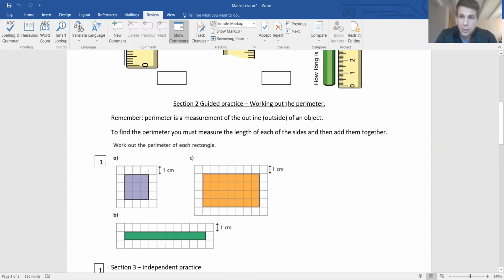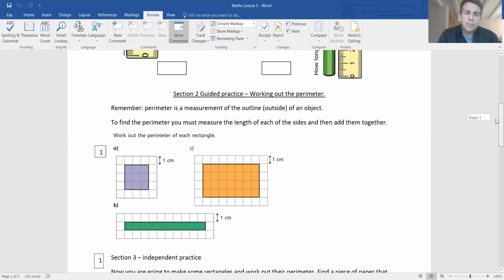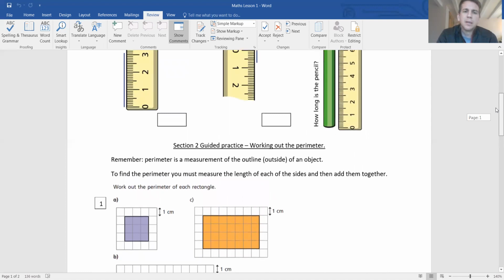Do you know what perimeter is? Maybe you can tell someone that's around you, brother, sister, mum, dad, whoever's about. Try and tell them what perimeter is before you read the next bit. Okay. So it says here what perimeter is. If you're not sure about that, have a read. Make sure you understand it. Next bit is work out the perimeter of each rectangle.